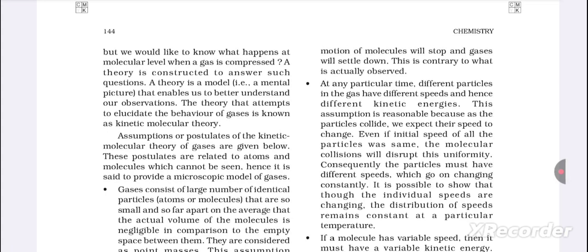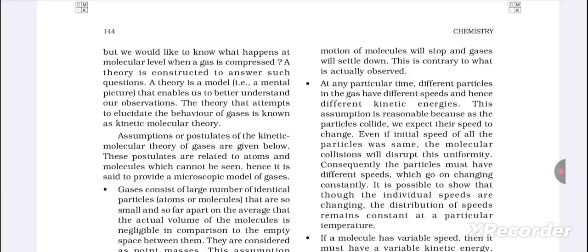Assumptions or postulates of the kinetic molecular theory of gases are given below. These postulates are related to atoms and molecules, which can't be seen. Hence, it is said to provide a microscopic model of gases.